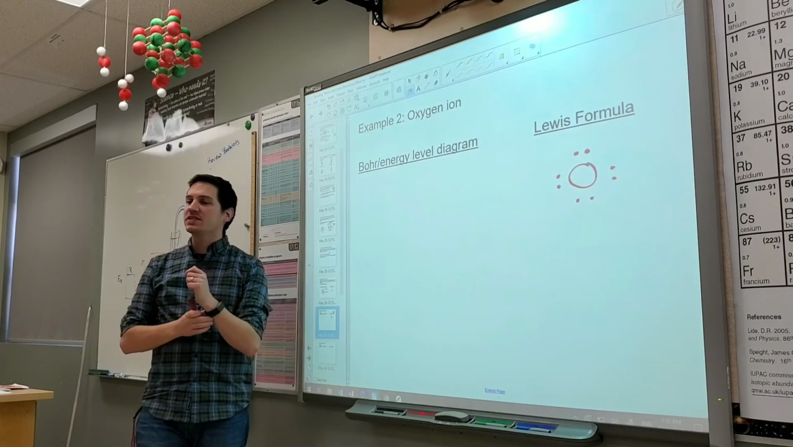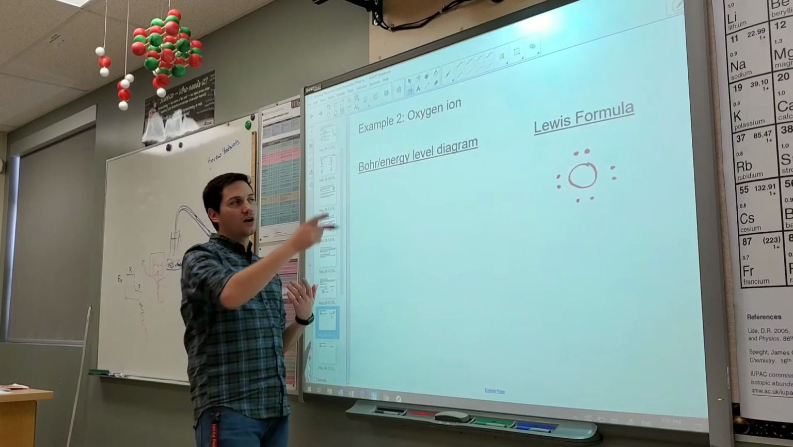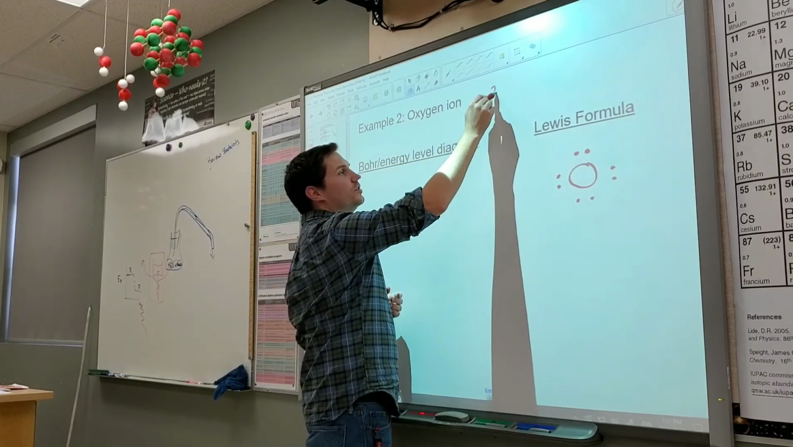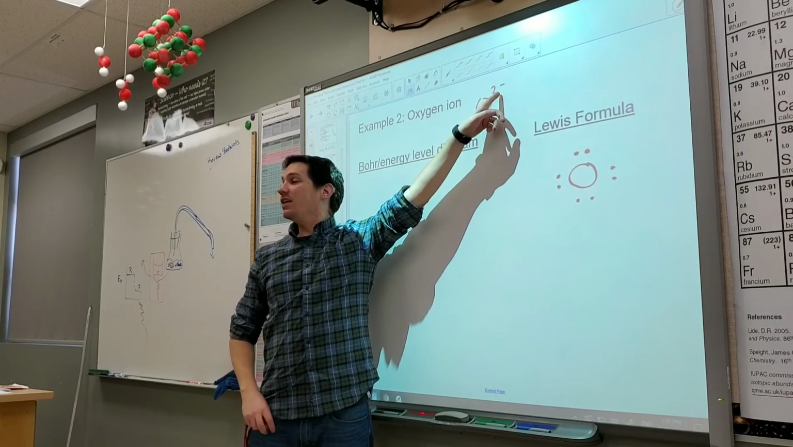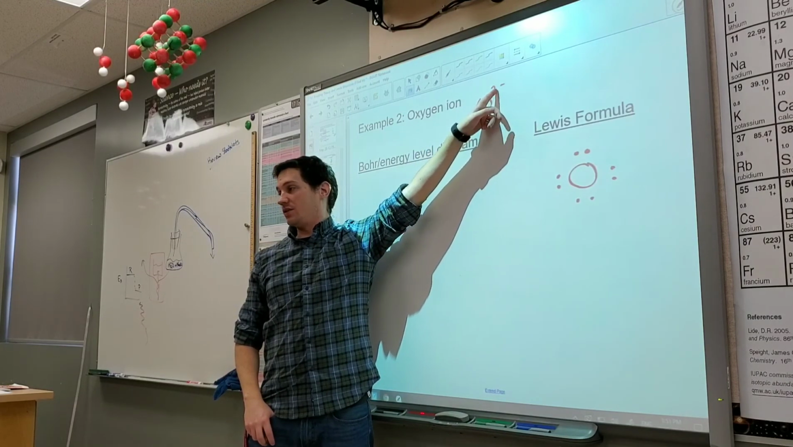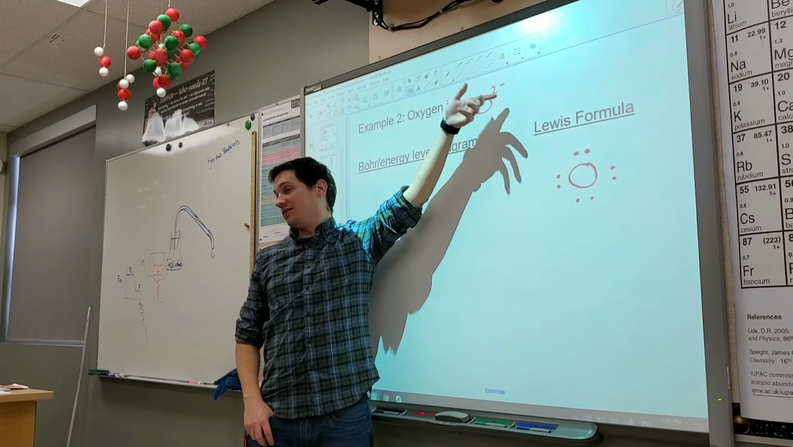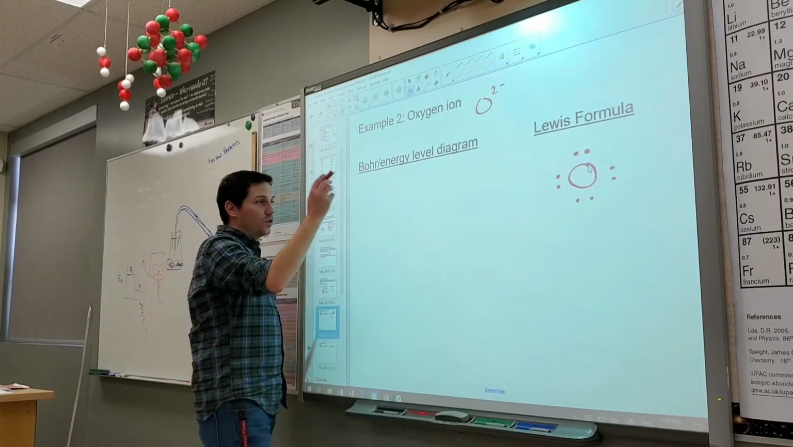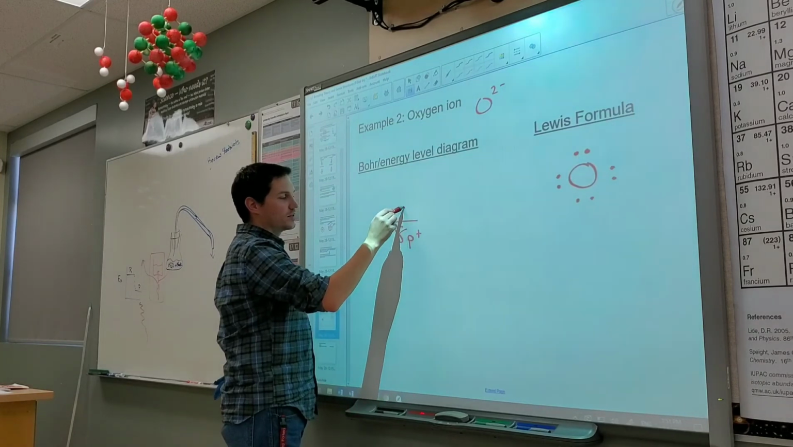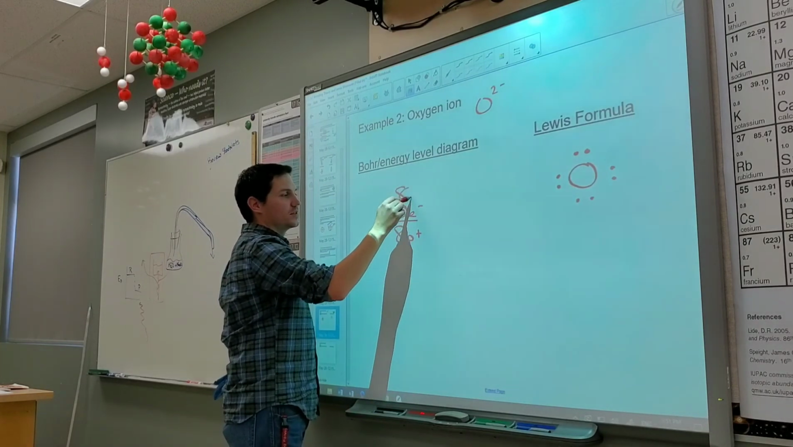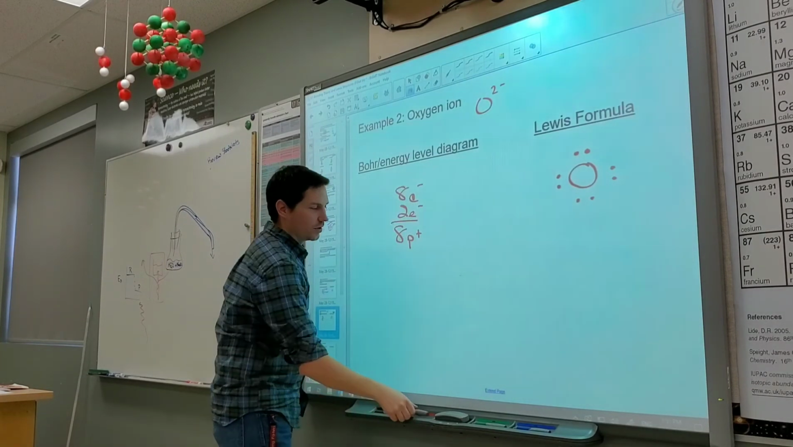Let's prove to ourselves that that would actually work. An oxygen ion is O2 minus. So did it gain or lose electrons? It gained, right? Electrons are negative. So an oxygen ion has 8 protons and 10 electrons. Good, lovely.